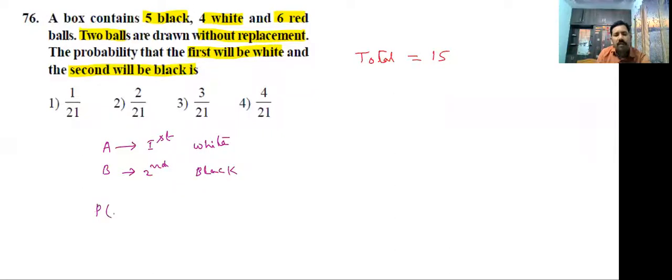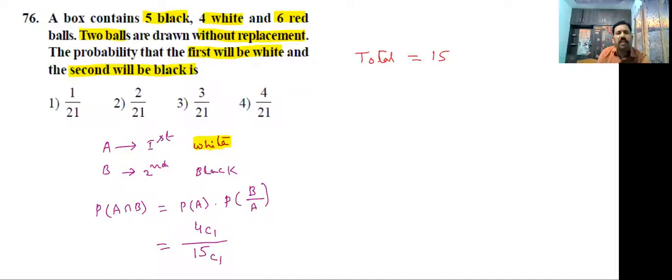Now P of A intersection B is equal to P of A into P of B given A. Now students, here for P of A, how many balls are there in total? There are 15. Select one. The selected ball is what color? White. How many white are there? 4. Out of 4, select one.